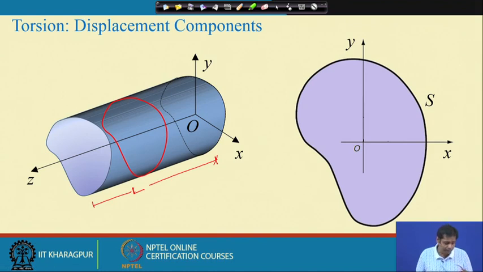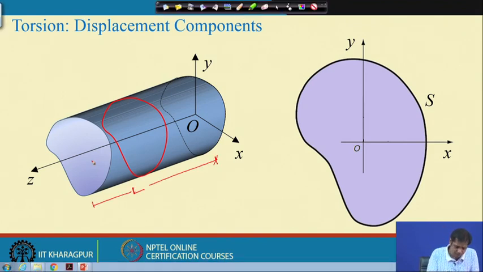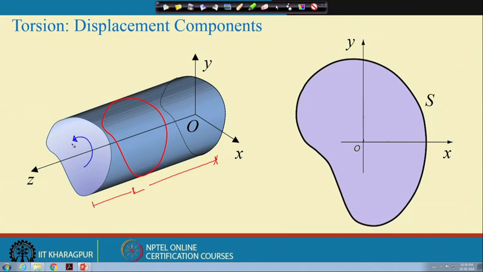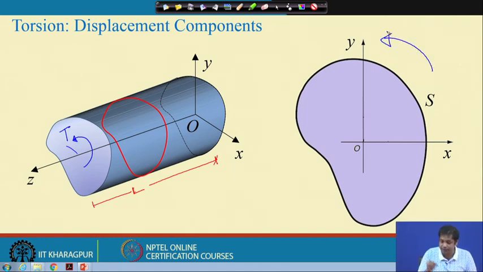Now, what happens if we apply some torque here? Say T is the torque, then what happens? This cross section rotates, and our assumption is that if this end is fixed, then at this end the rotation will be 0, and at the other end the rotation is maximum. If you take any intermediate cross section, these intermediate cross sections also rotate in this direction.